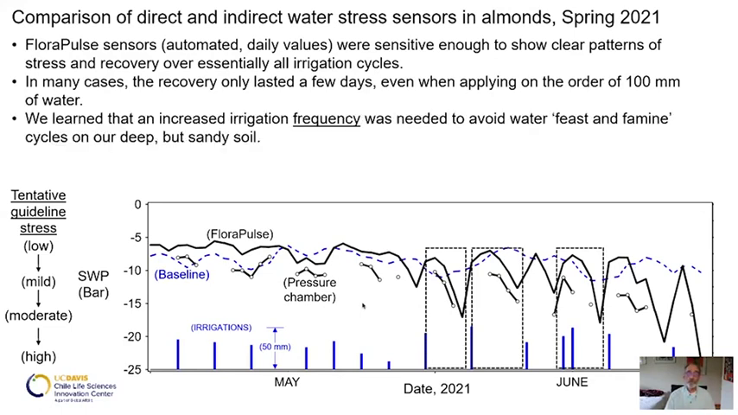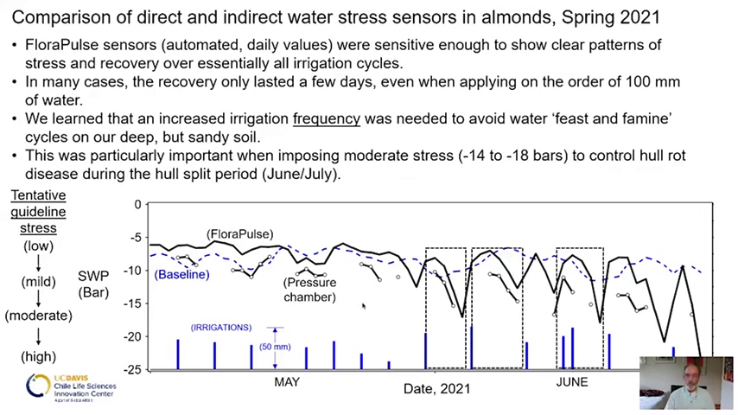Now, what we learned from these sensors was that we needed to increase the frequency that we were irrigating, not necessarily the amount that we were using, in order to prevent these swings of being very wet right after an irrigation and very dry right before the next irrigation. You might call that the feast and famine cycles. Even though we had a deep soil, and it was a sandy soil.